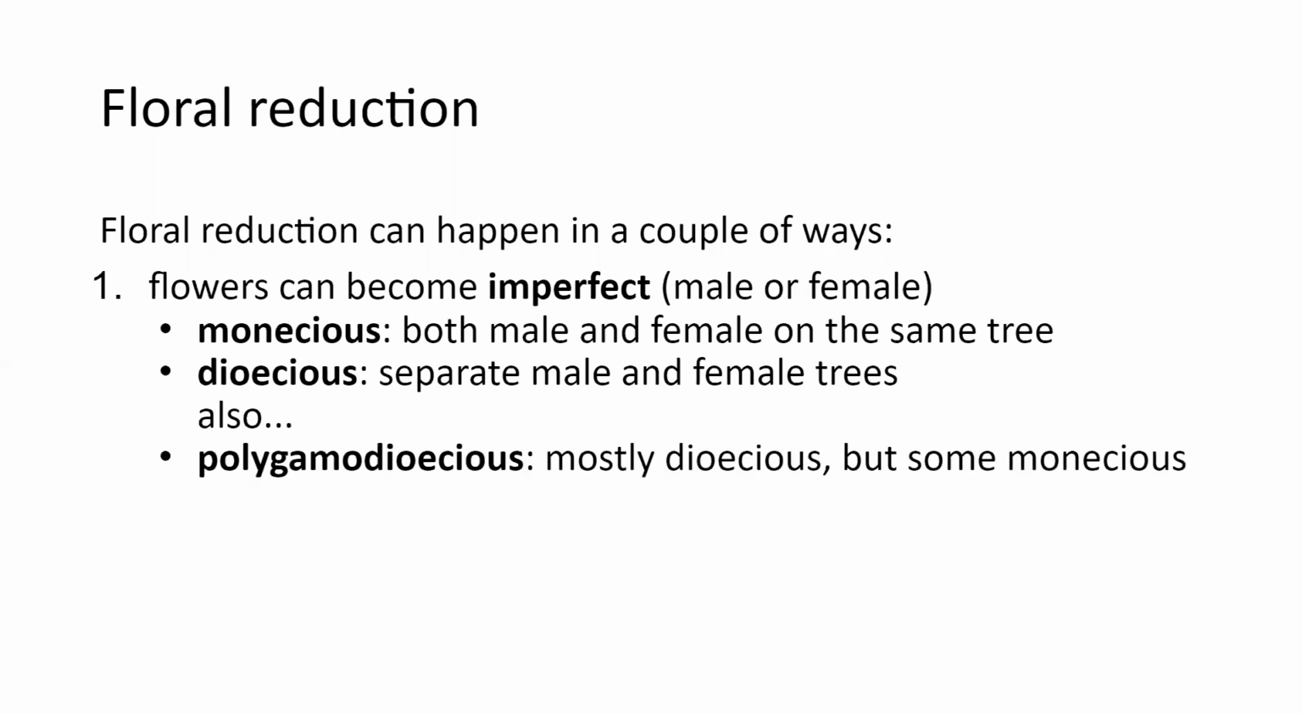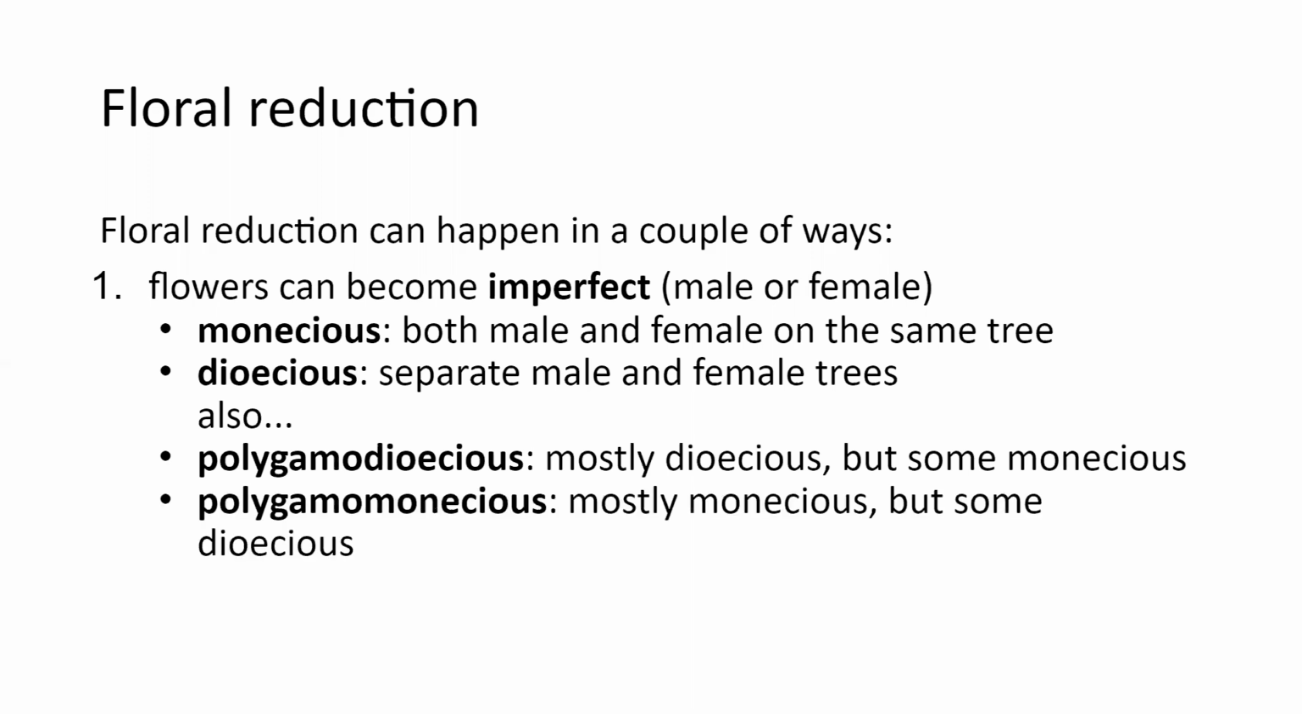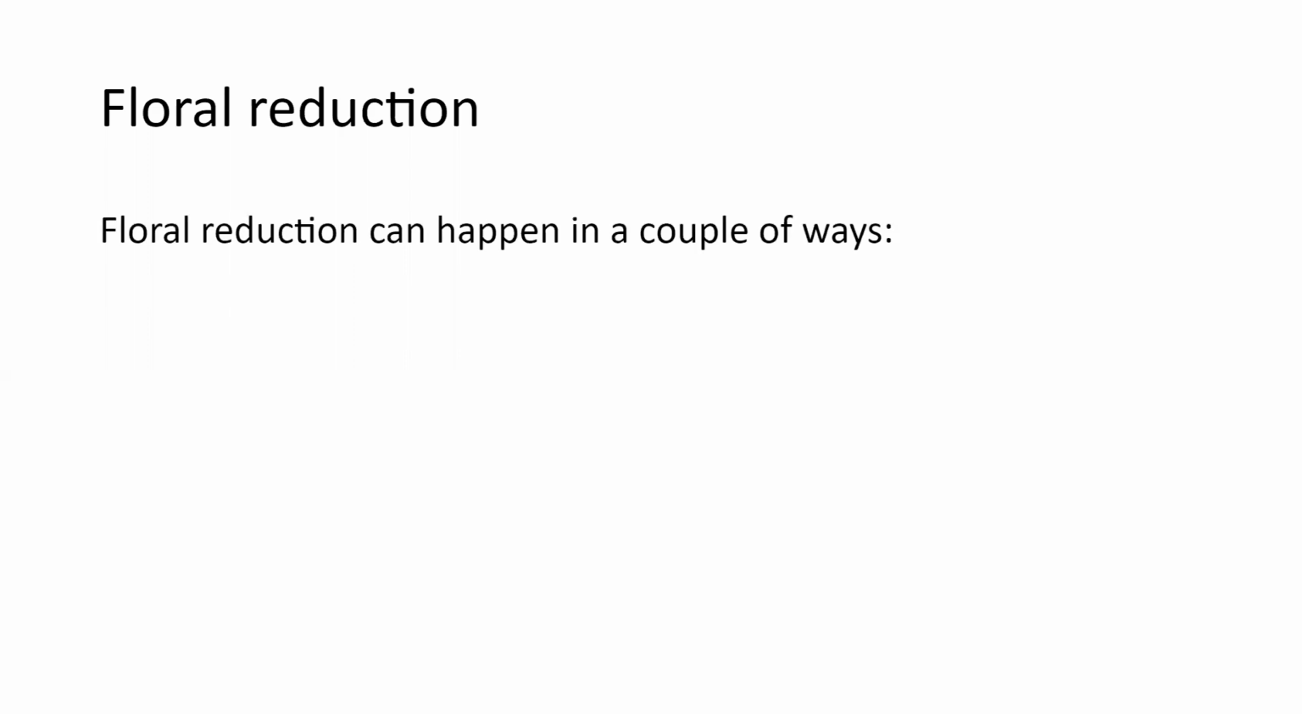Also, you can have polygamodioecious, so there's a 50-cent word for you. These are plants that are mostly dioecious. So most of them are separate individuals, but sometimes they'll have male and female on the same plant. You can also have polygamomonoecious. That's mostly monoecious plants, but some individuals are dioecious. Those are words we don't hear quite as often, but I do want you to know what they are.